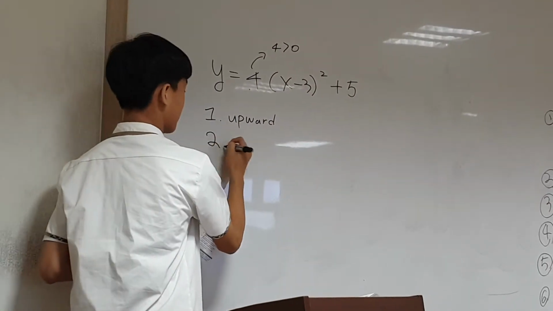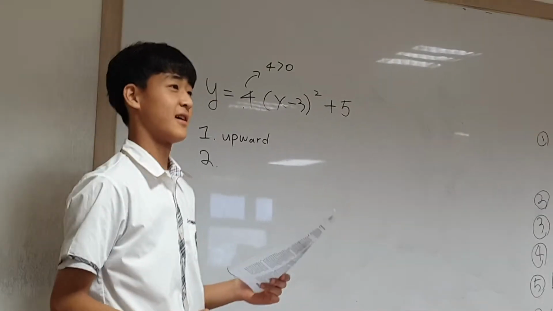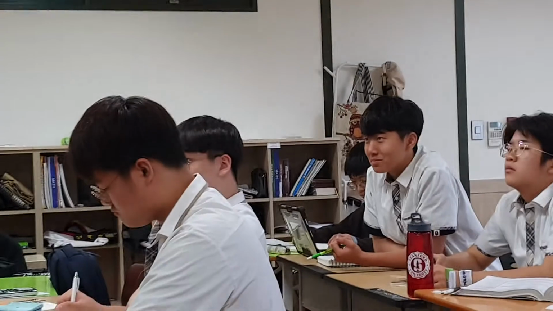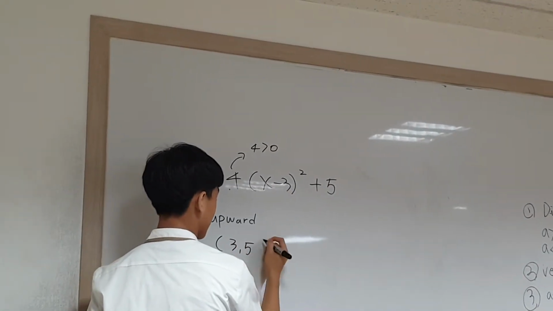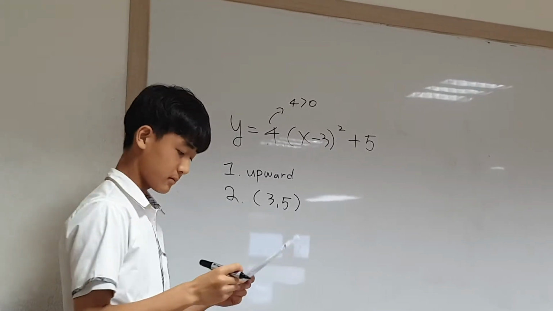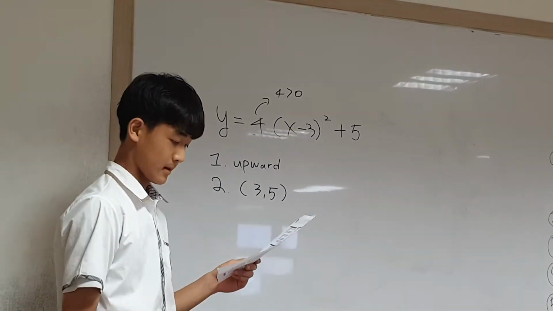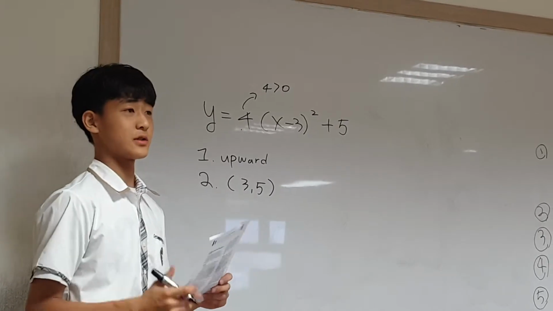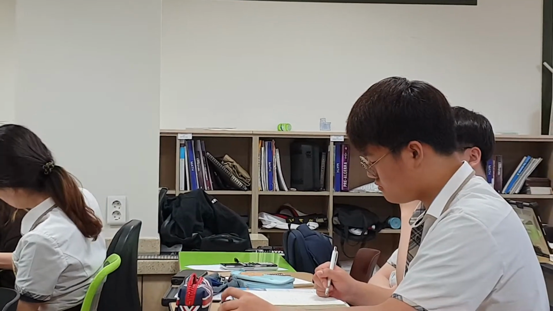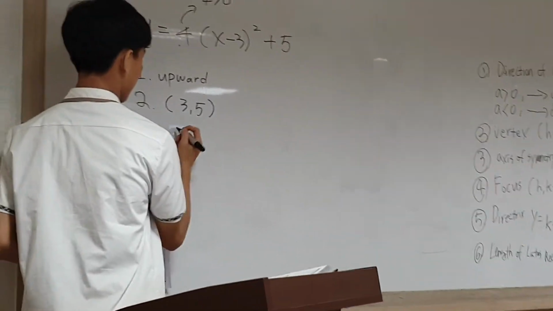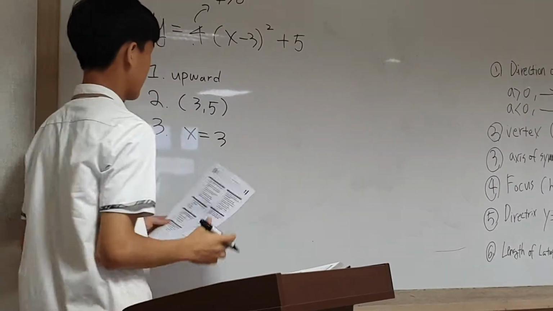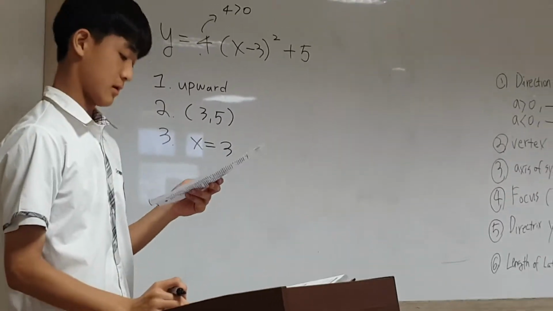And number 2, Songmin, what will be the vertex? 3, 5 will be the vertex. And let's talk about the axis of symmetry. Sejun, what will be the axis of symmetry? In a full sentence. X is 3. The axis of symmetry would be x is 3.